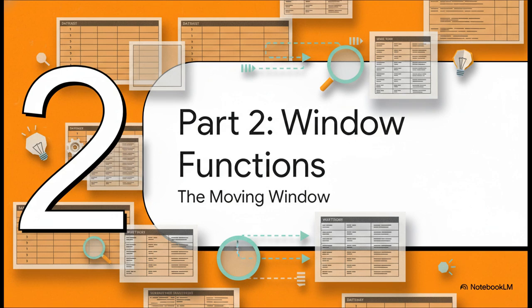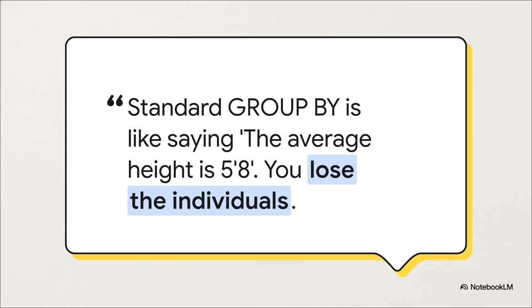A giant table of raw data isn't really the goal. How do we find the really important patterns hidden inside it without losing all the crucial details? This is where a seriously powerful tool called window functions comes into play. Think about a standard group by query. It's kind of like saying the average height in this class is 5'8". Okay, that's interesting, I guess, but you've lost all the individuals. You have no idea who's the tallest or who's the shortest anymore.